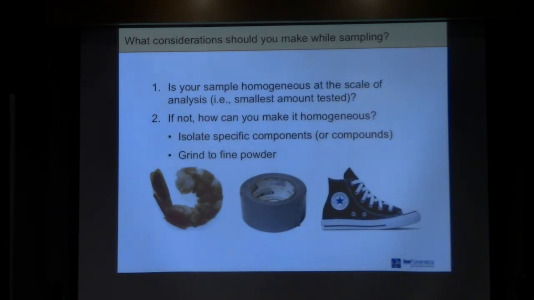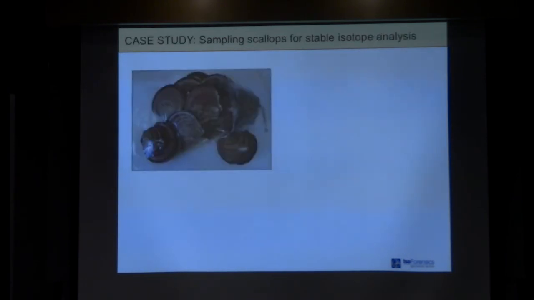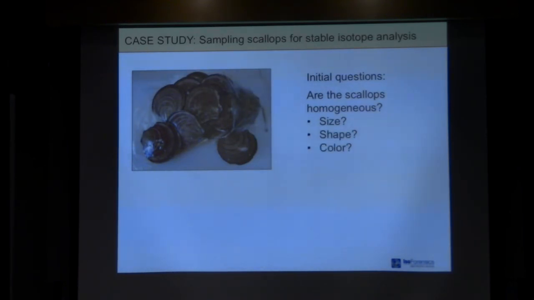So here's an example of how we sampled. This is a royal we. I actually didn't do any of this. Scallops. So the initial questions here, when we're looking at sampling these scallops for isotope analysis, we have 1 kilogram. This is with their shells on, of course. 24 individuals. They all look about the same size. They all have about the same shape and color. Very similar pattern.